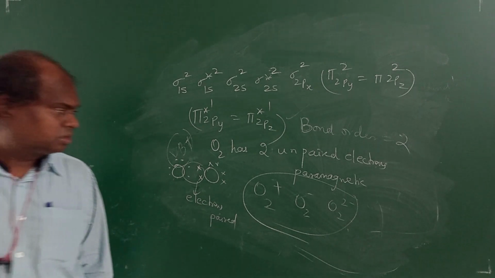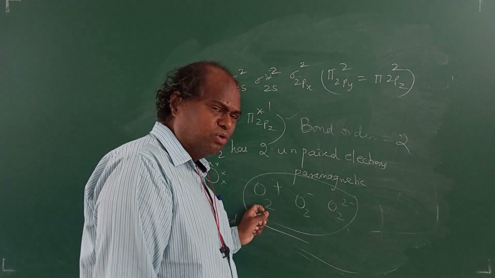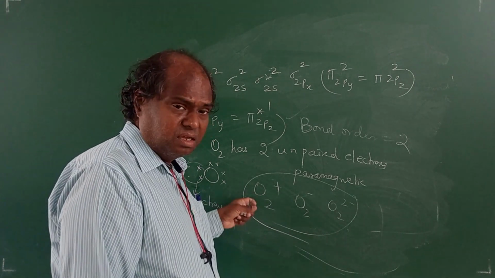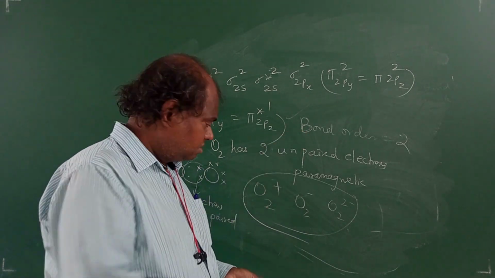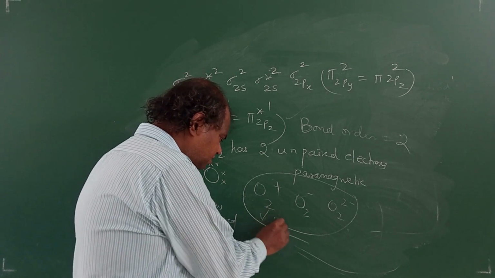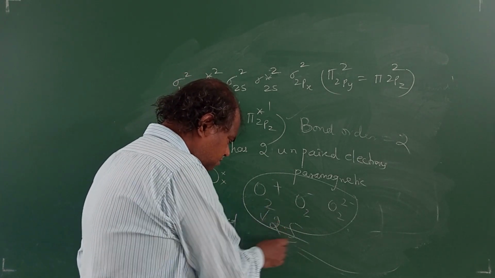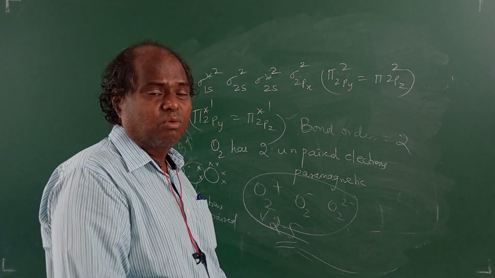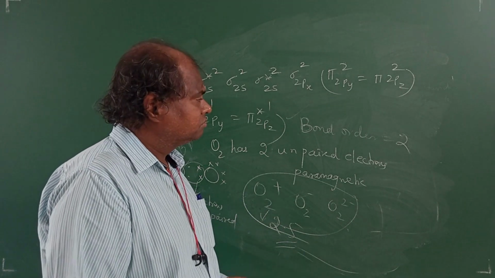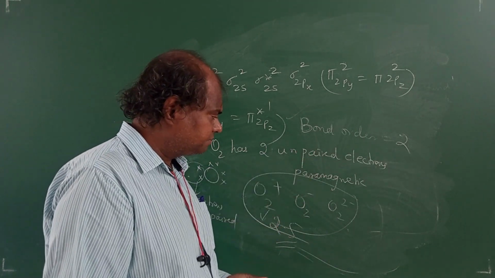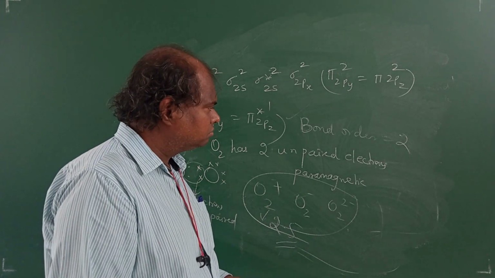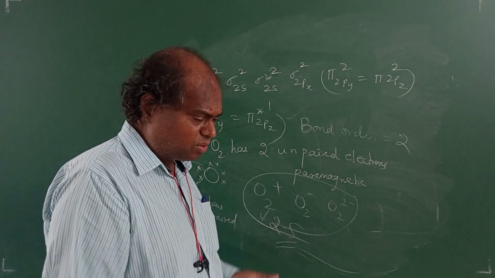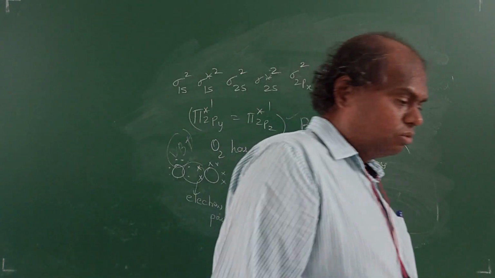So for O2 plus, you can calculate the bond order. I think we'll get 2.5. So O2 plus has got a higher bond order compared to oxygen. So we can say O2 plus is even more stable than O2. O2 is just 2 only, right? It's 2.5. More stable. Like that, you can do for the other ones, O2 minus, O2 2 minus.